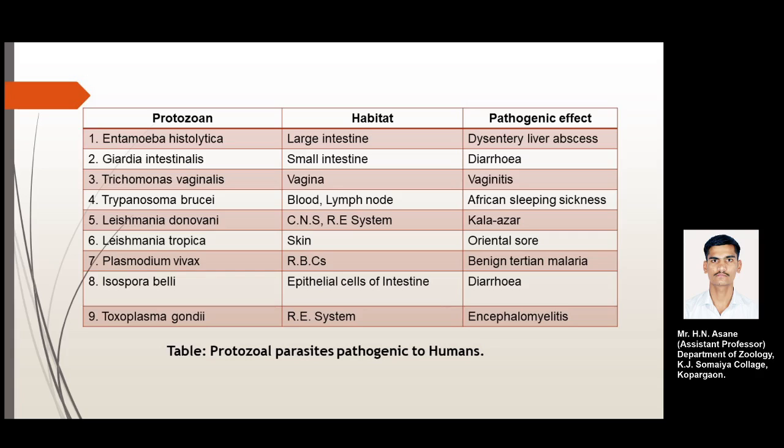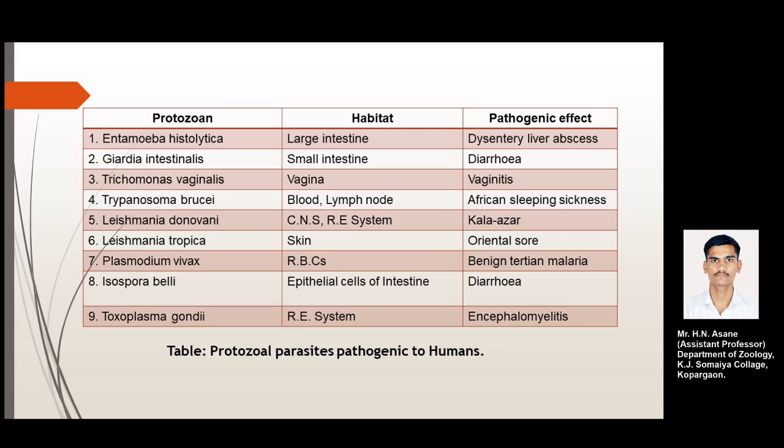The first one is Amoeba histolytica. It is a protozoan animal. Habitat means the environment which is required, or the particular position where these protozoans reside in the man. So which system or which organ these particular protozoans are located in is listed by this habitat. And pathogenic effect means the disease caused by these protozoans. Okay, let's see one by one.